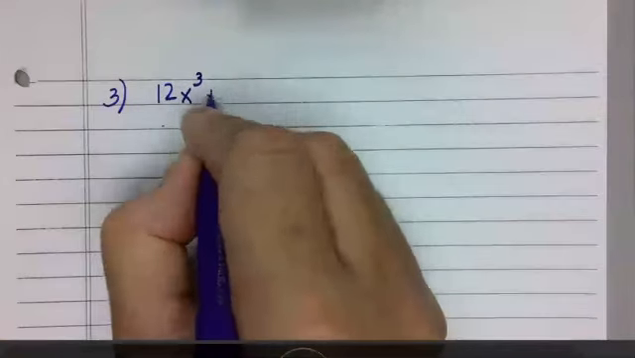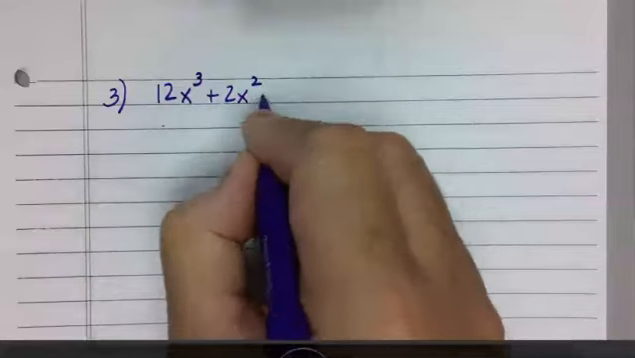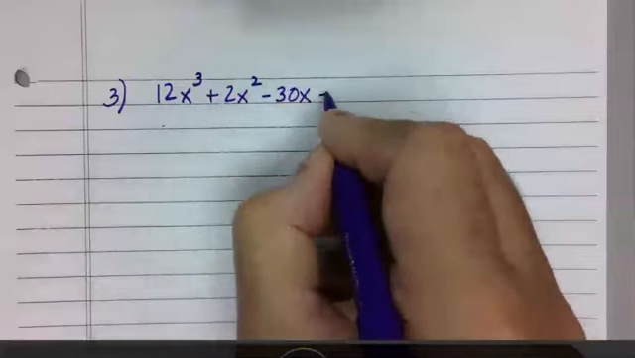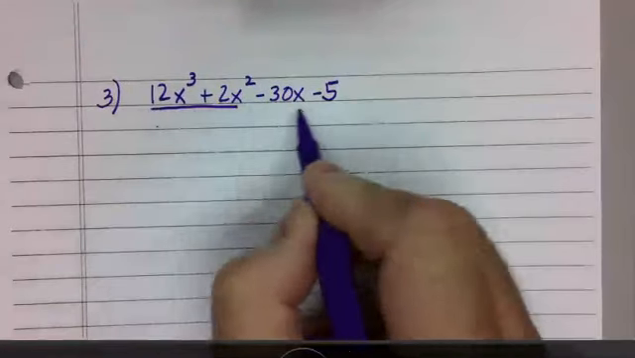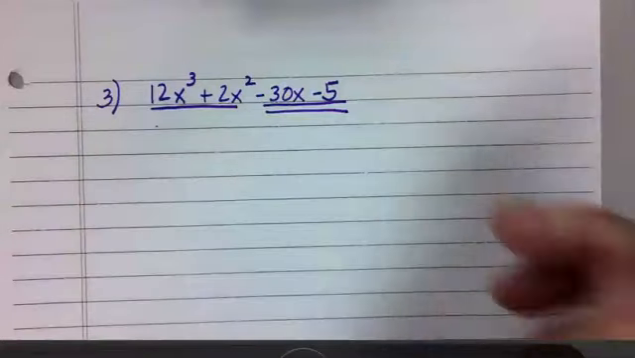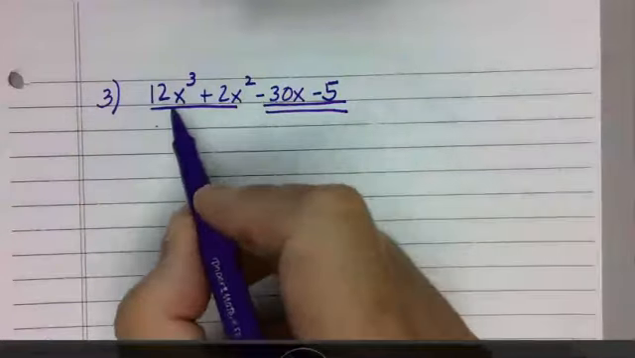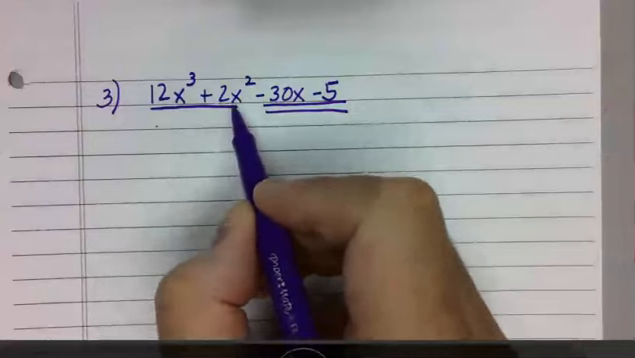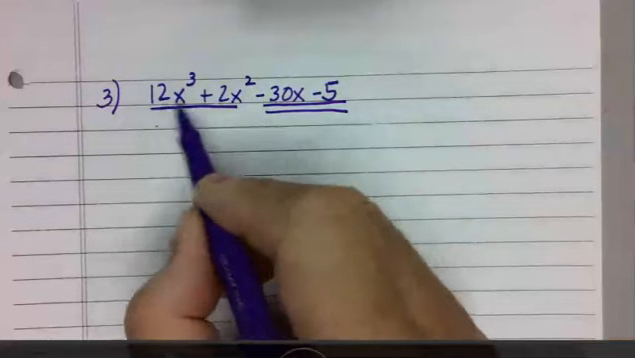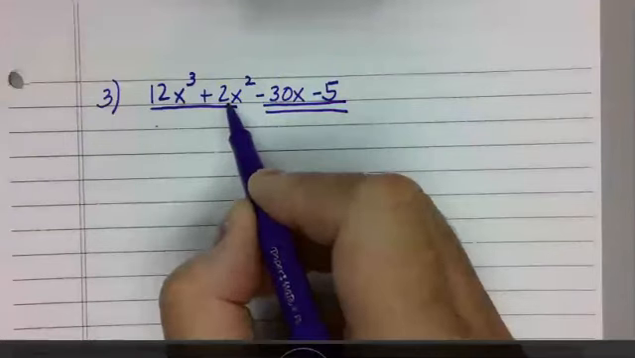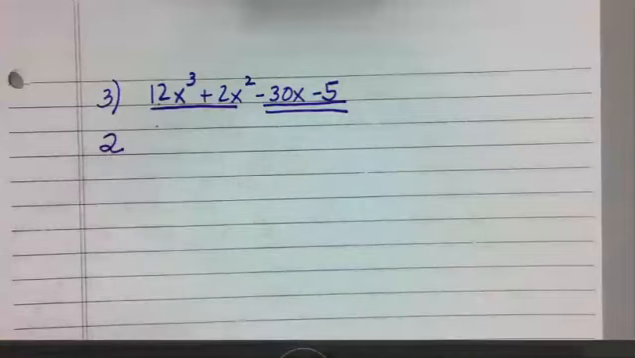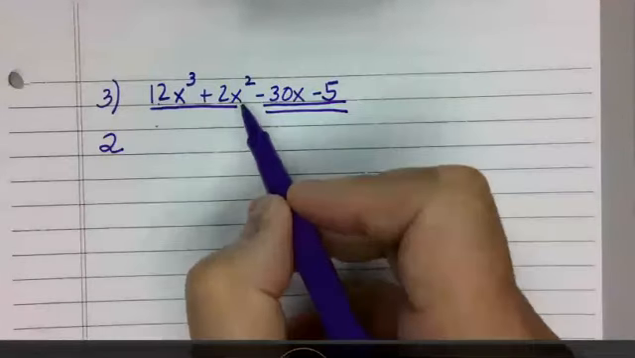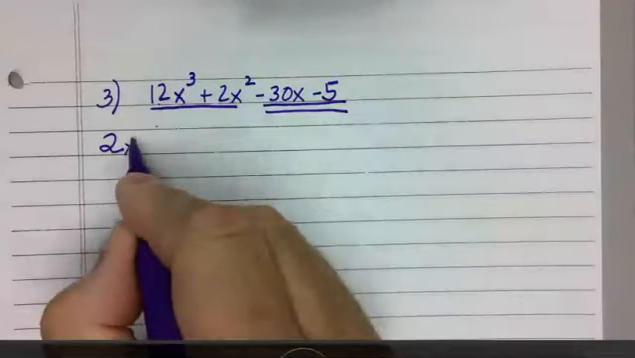All right. Next one is 12x cubed plus 2x squared minus 30x minus 5. Okay, so we're going to factor by grouping. We're going to group these 2 together and these 2 together. Okay, so looking at 12x cubed plus 2x squared, what's the GCF? All right, does 12 go into 2? No. But does 2 go into 12? Yeah, so we know 2's going to work. And what do we pick between x cubed and x squared? X squared. Agreed?